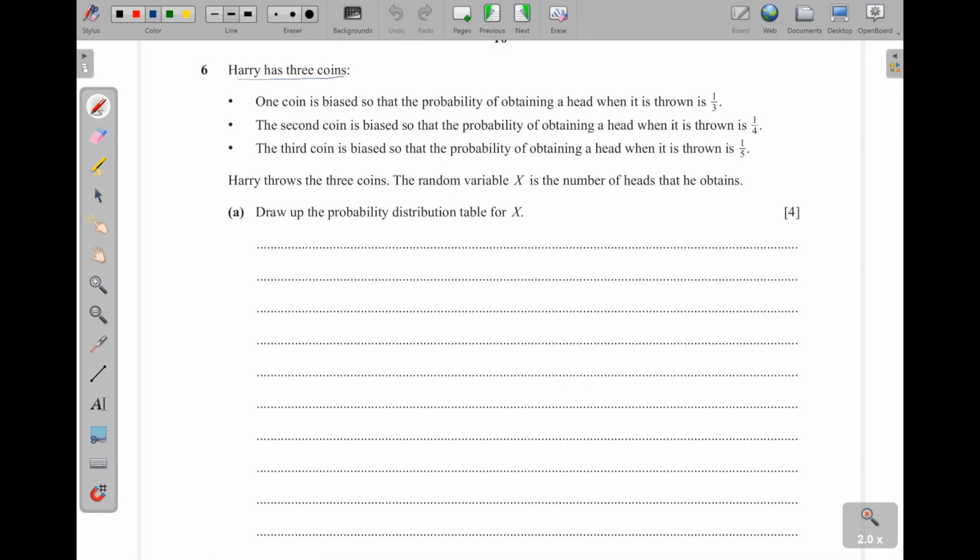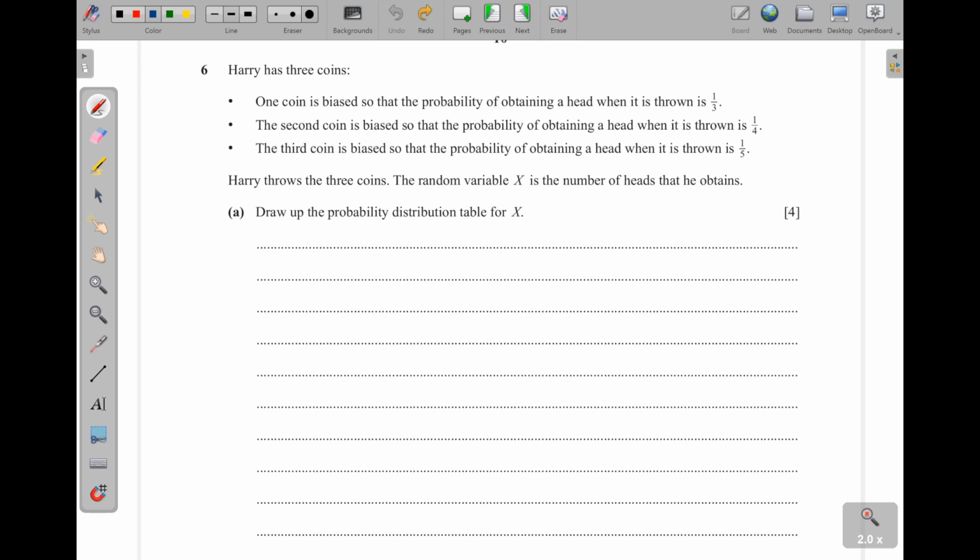Question 6. Harry has 3 coins. One coin is biased so that the probability of obtaining a head when it is thrown is 1/3. The second coin is biased so that the probability of obtaining a head when it is thrown is 1/4, and the third coin is biased so that the probability of obtaining a head when it is thrown is 1/5. Harry throws the 3 coins. The random variable x is the number of heads that he obtains. Draw up the probability distribution table.